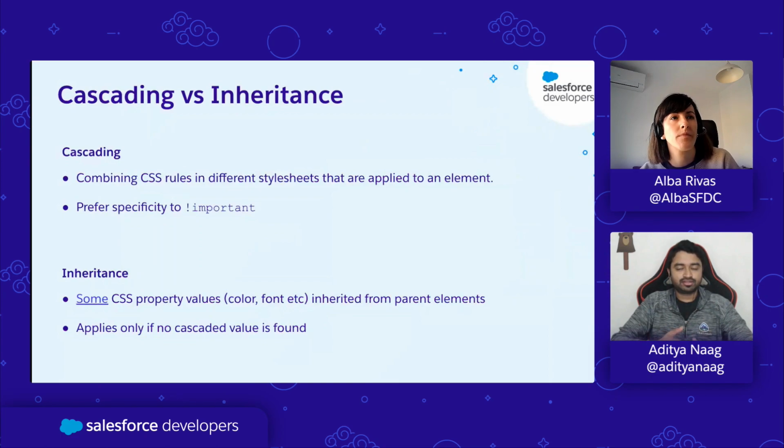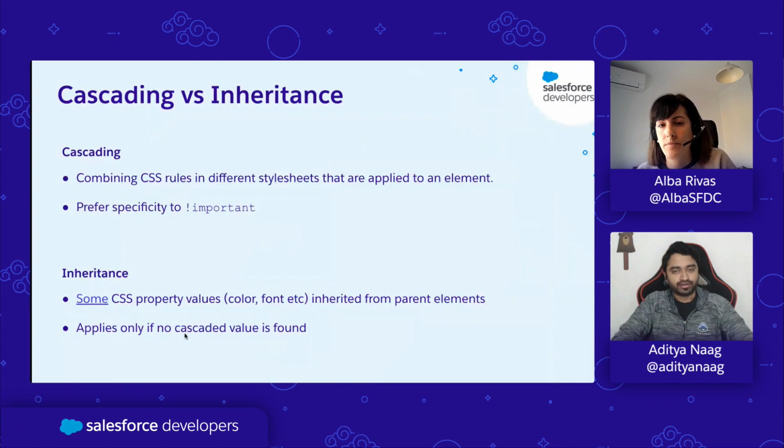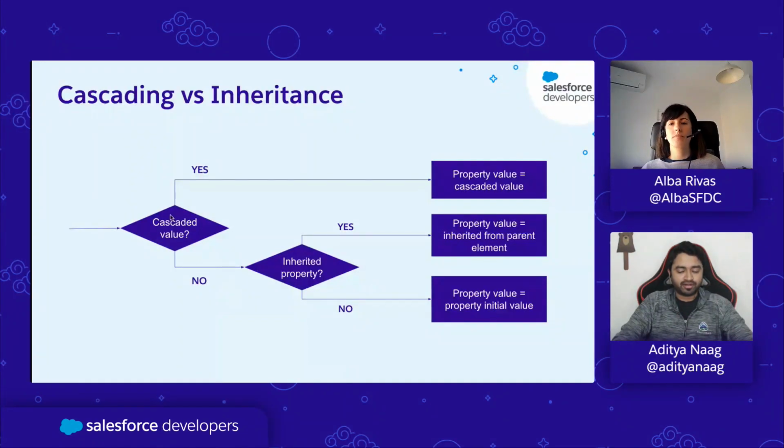To get a complete list, go to w3.org. And this is the most important statement: inheritance applies if no cascaded value is found. For you to understand this, we have created a handy little flowchart. Let's say you're looking to style an element, for example, color. Have you defined explicitly a color for your element? If yes, we are going to use that color.